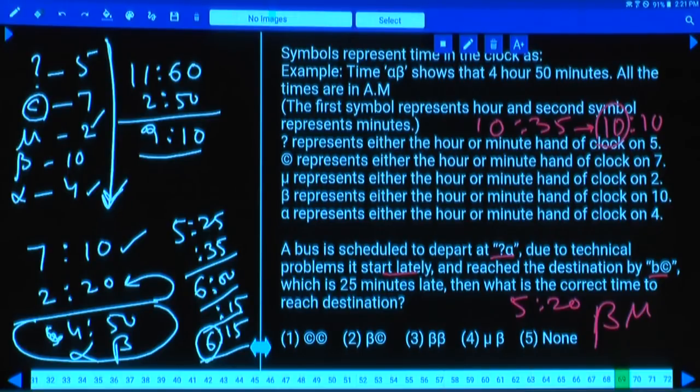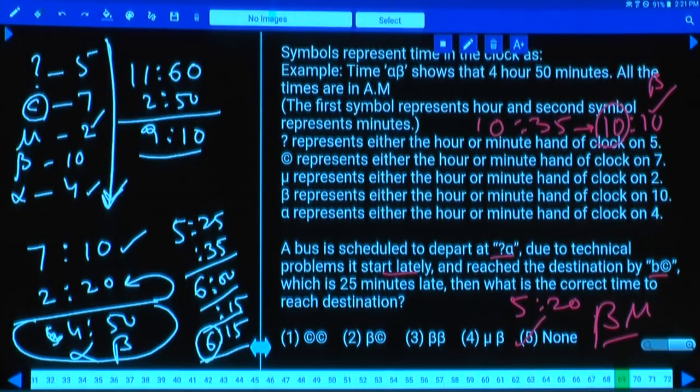Why has he taken beta, beta? Why is the key given as choice 3? In choice 3, beta, beta is there. Beta is 10. In a confusion, this 10 was taken as beta, but as it is actually the minute, it must be 2. Hence beta mu is the answer. Hence go for choice 5. Beta mu, choice 5 is the answer. Then question number 70.